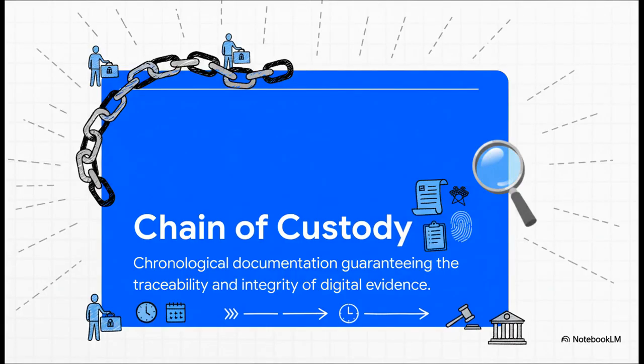So how do you prove you didn't mess with anything? You use something called the chain of custody. Think of it like a logbook that travels with the evidence. It tracks every single person who touched it, when they touched it, and why. If that chain ever gets broken, poof, your evidence could be completely worthless in court.